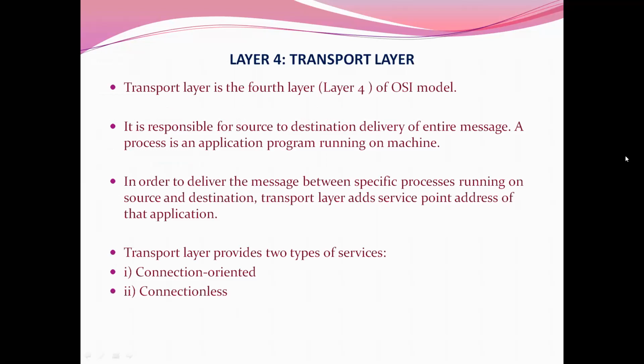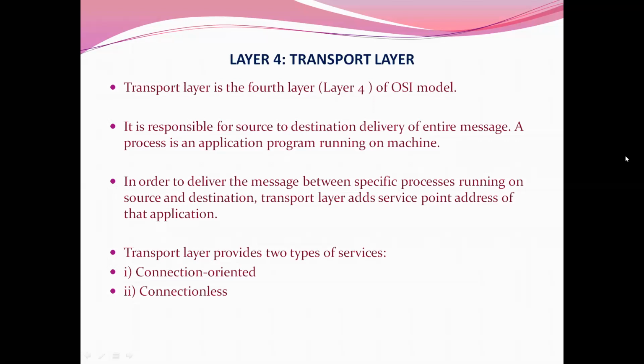Next, the fourth layer, that is the transport layer. The transport layer is the fourth layer of the OSI model. It is responsible for source to destination delivery of the entire message. The process is an application program running on a machine. In order to deliver the message between specific processes running on source and destination, the transport layer adds the service point address of that application. This is a very, very important one.